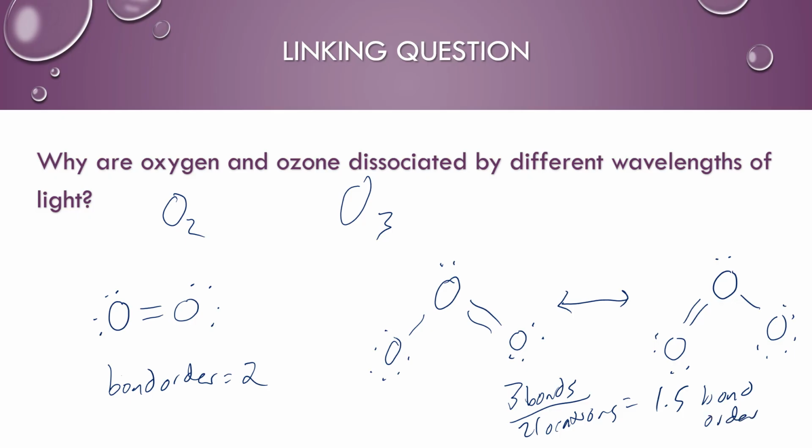So because of that, it's going to take an intermediate amount of energy to break the bonds in ozone, somewhere between a single bond and a double bond, compared with oxygen, which is definitely a double bond. The double bond is going to require more energy to break it apart. And so if you're using light to do that, it's going to require a different wavelength because different wavelengths have different energy.